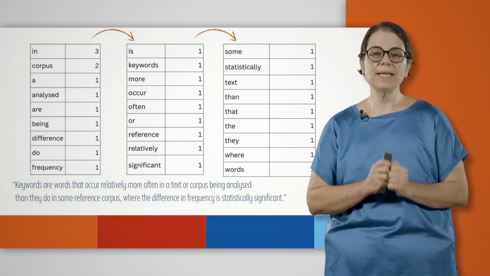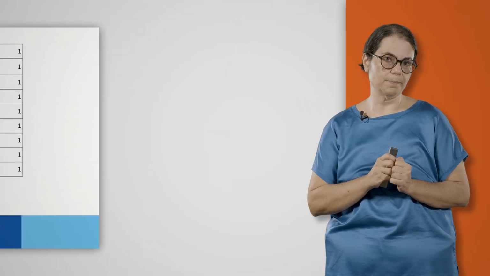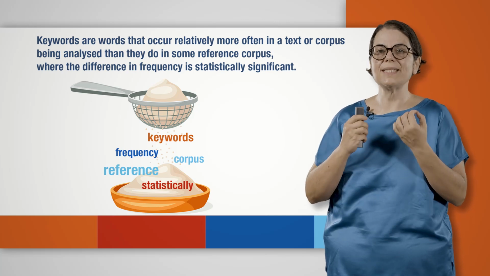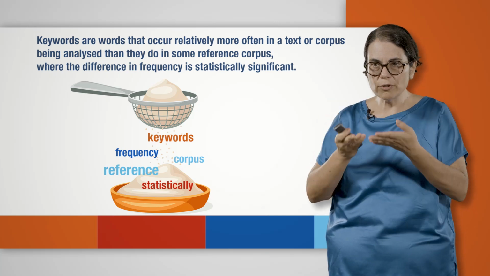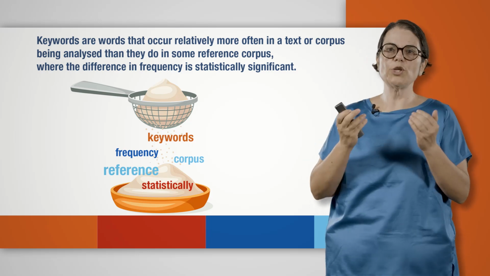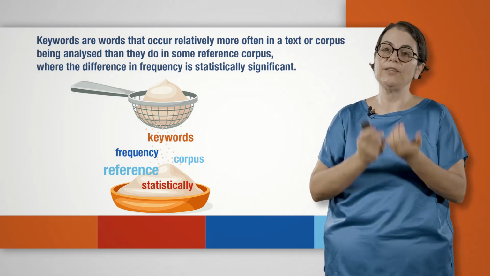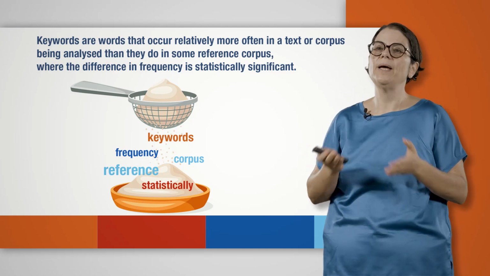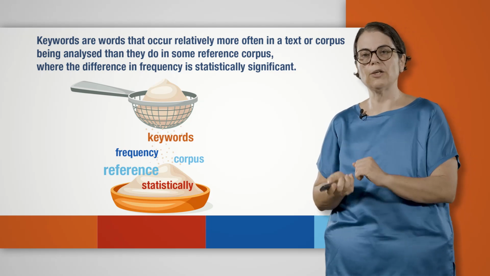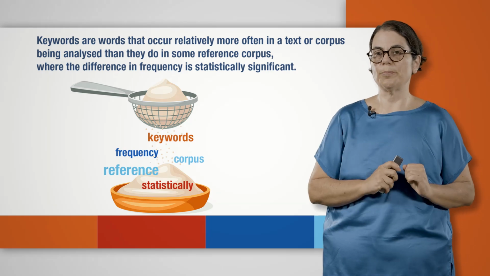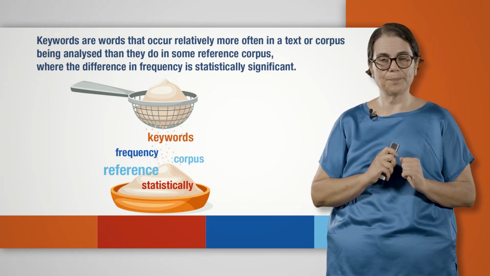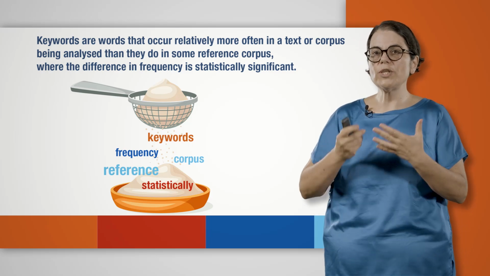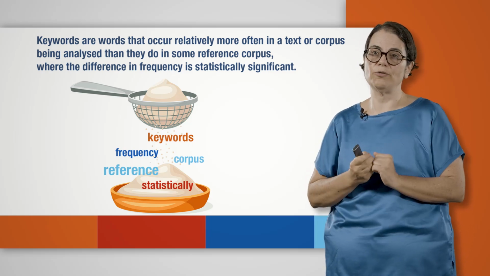One way to do this is to use a reference corpus. We use the reference corpus as we would use a sieve. In falls our corpus, words which are equally frequent there and in the reference corpus are trapped in the sieve, while out from the bottom come words that are more frequent in our corpus than the reference corpus relative to corpus sizes. The result is a filtered list of words which are likely to be characteristic of the corpus.